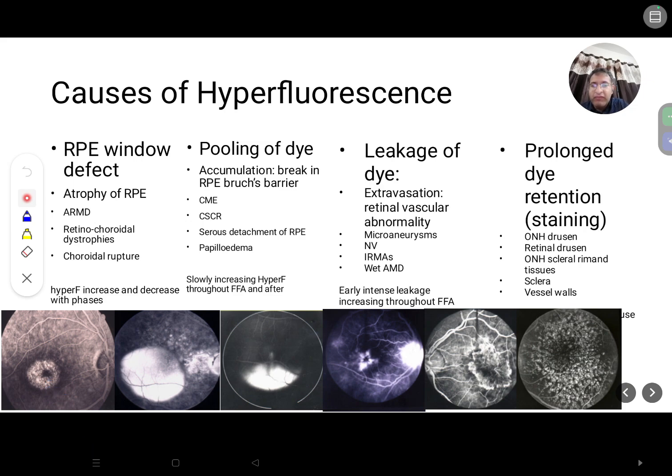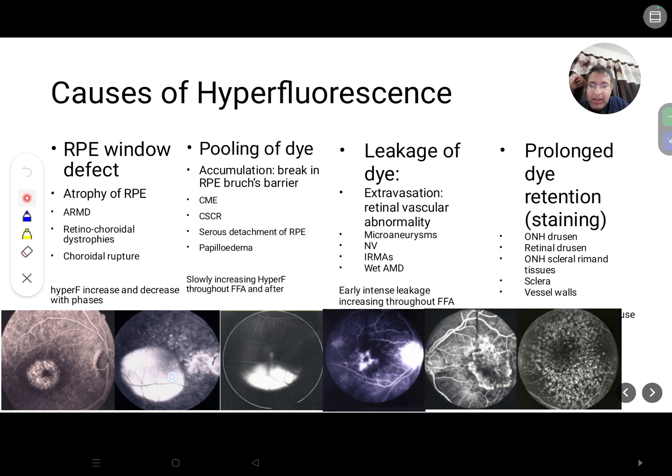Next is pooling of the dye. How does pooling of the dye occur? For any pooling to occur, there has to be some space, and there has to be some leak. So, where is the leak? The leak is in the RPE-Bruch's membrane barrier. So the second barrier we have, the RPE-Bruch's barrier, breaks and it leads to pooling of the fluorescing dye in the retina.